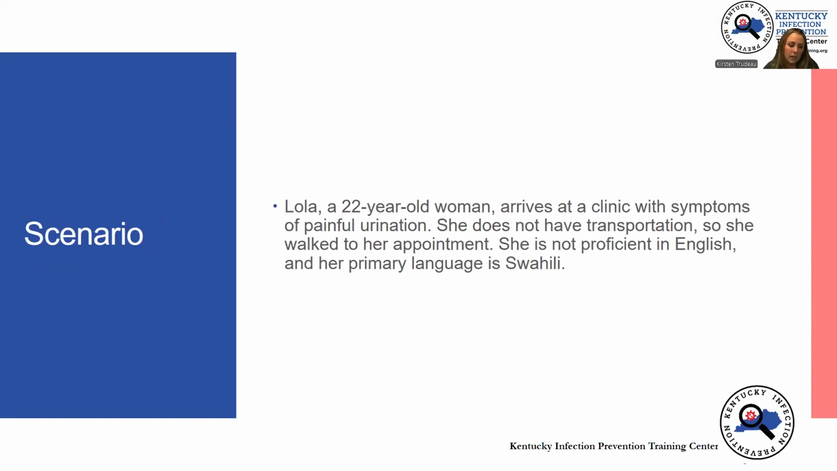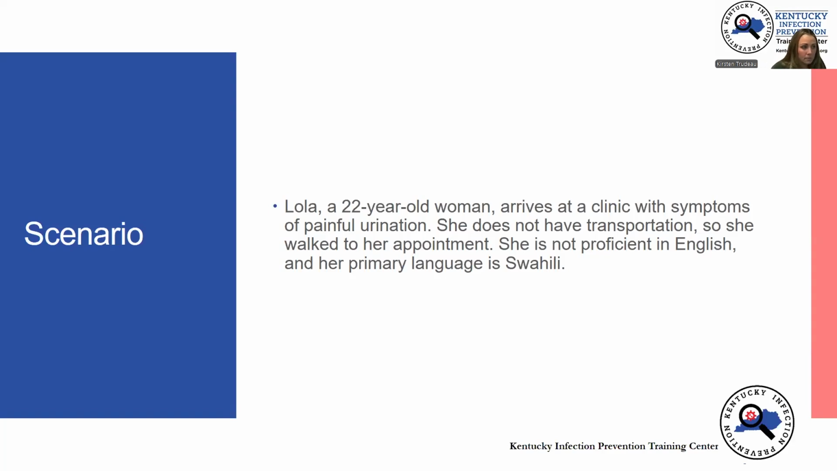So we'll go through a quick scenario. We're going to look at this from the perspective of not addressing social determinants of health and addressing social determinants of health. So this is Lola. She's a 22-year-old woman. She arrives at a clinic with symptoms of painful urination. She does not have transportation, so she walked to her appointment. She is not proficient in English, and her primary language is Swahili. So if you want to put in the chat some social determinants of health that you might think would change her pathway of how her care is managed, you can do that now.